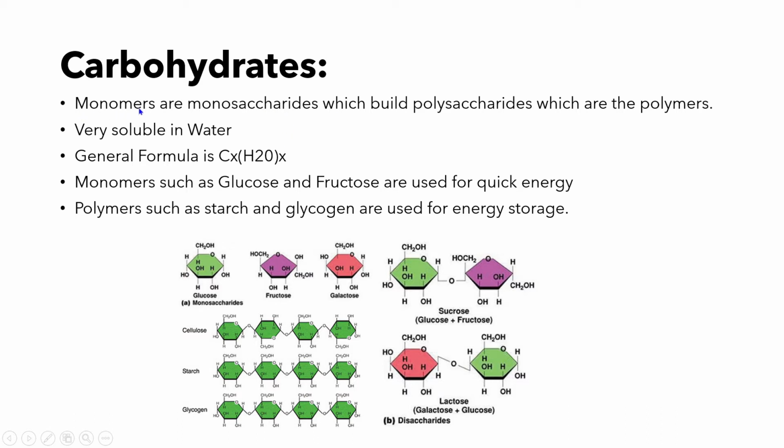Carbohydrates have monomers known as monosaccharides, such as glucose, fructose, and galactose, which can be put together in long chains to make polysaccharides, such as cellulose, starch, and glycogen. You can see how you can take something like glucose and fructose and combine them. There are also disaccharides, such as sucrose and lactose, and they serve different functions depending on which carbohydrate you're talking about.